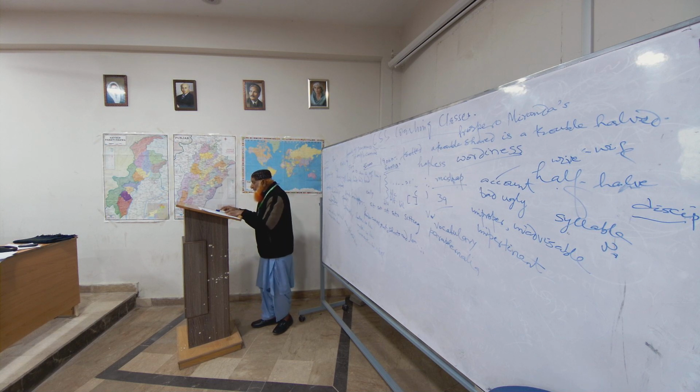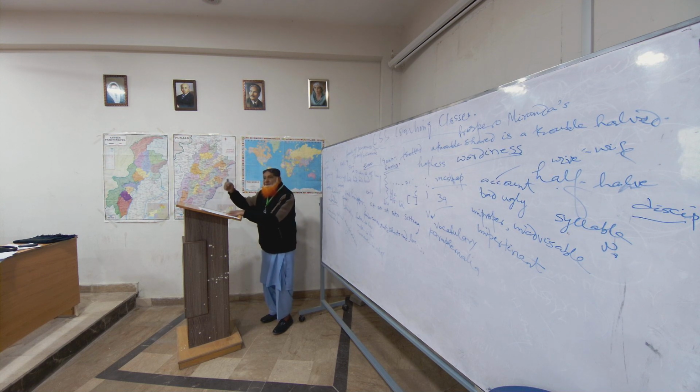Use of improper verbs with collective nouns. A collective noun gives the meaning of unity, but if you use a plural verb with it, that makes a mistake. Is the time over? Yes. Sir, is all right? Sir, is all right. Okay.